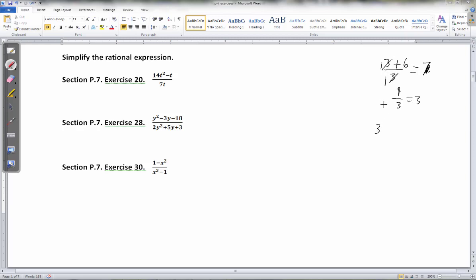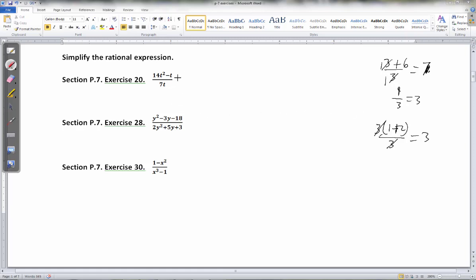Pull out a 3 from the top there. I have 3 times 1 plus 2, 3 on the bottom. Reduce away that 3, and then you end up with the correct number. And that's what we're going to be doing here. That's a 1 plus 2.